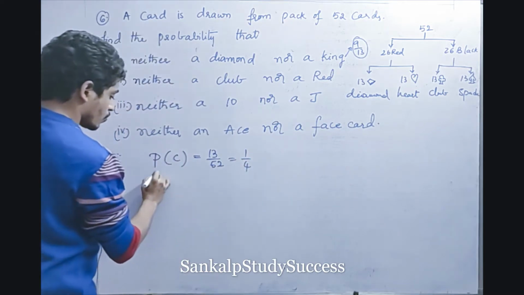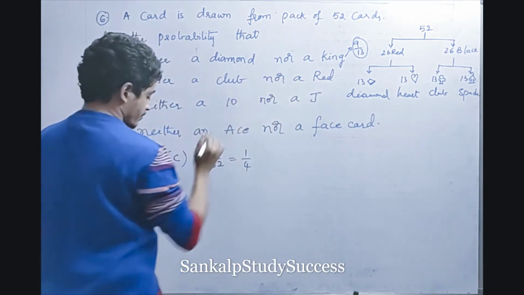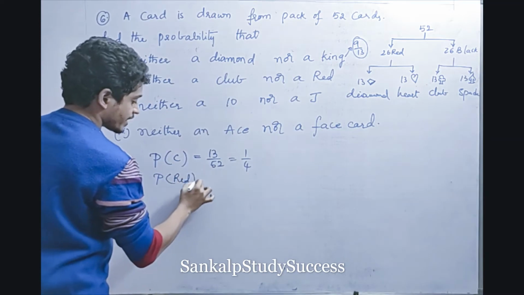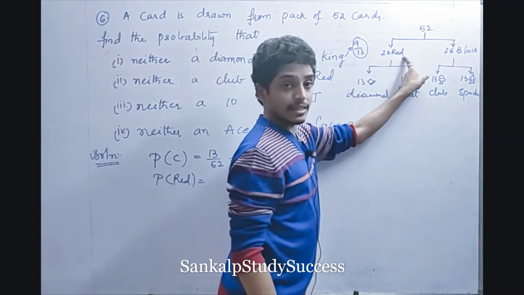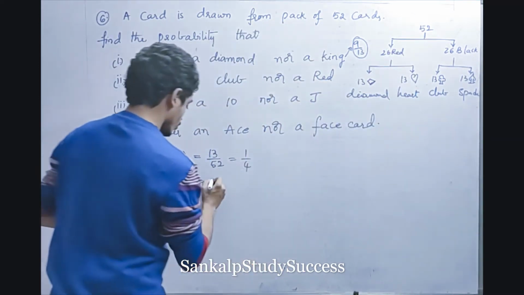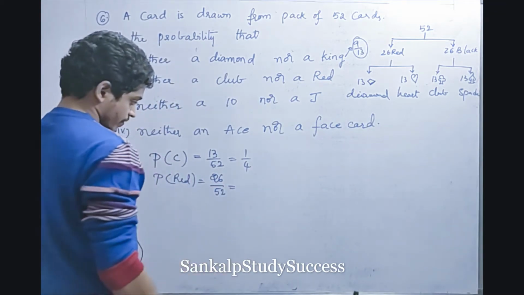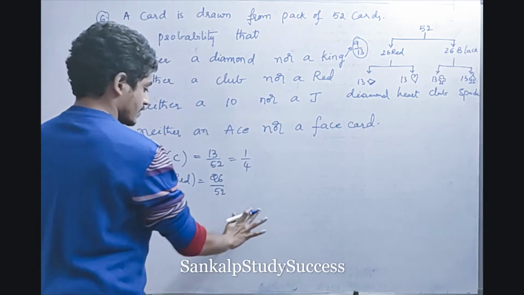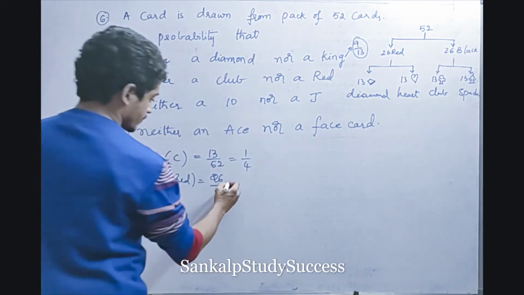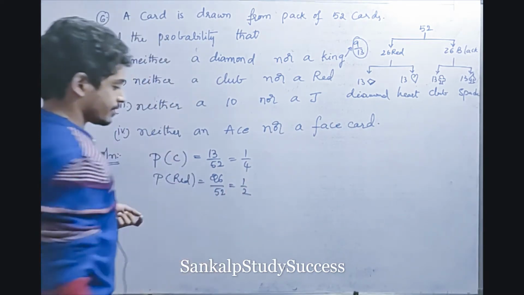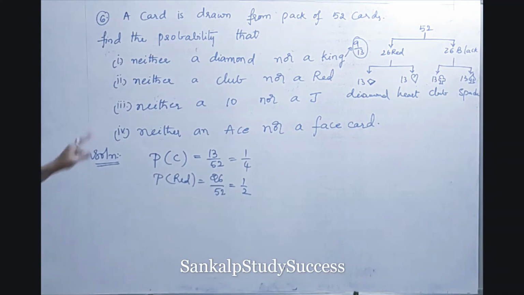Okay. Now what is the other thing he has asked? The probability of red he is asking. So how many reds are there? There are 26 reds out of 52. So 26 divided by 52, that is nothing but, just leave it like this. 26 2s are 52, right? 1 by 2. Yes. So okay, neither a club nor a red.